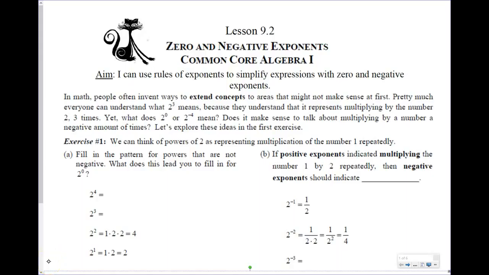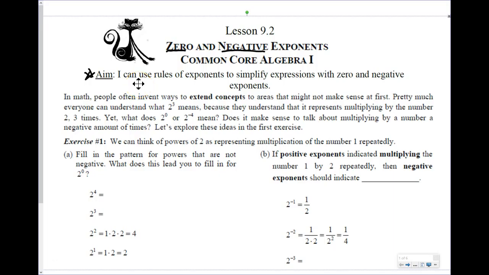Okay, welcome to lesson 9.2, the second lesson in Unit 9, and we're going to continue our discussion about exponents and simplifying expressions with exponents. Today, we're going to focus on zero and negative exponents, two special cases we see. So your aim in this lesson is that I can use rules of exponents to simplify expressions with zero and negative exponents.